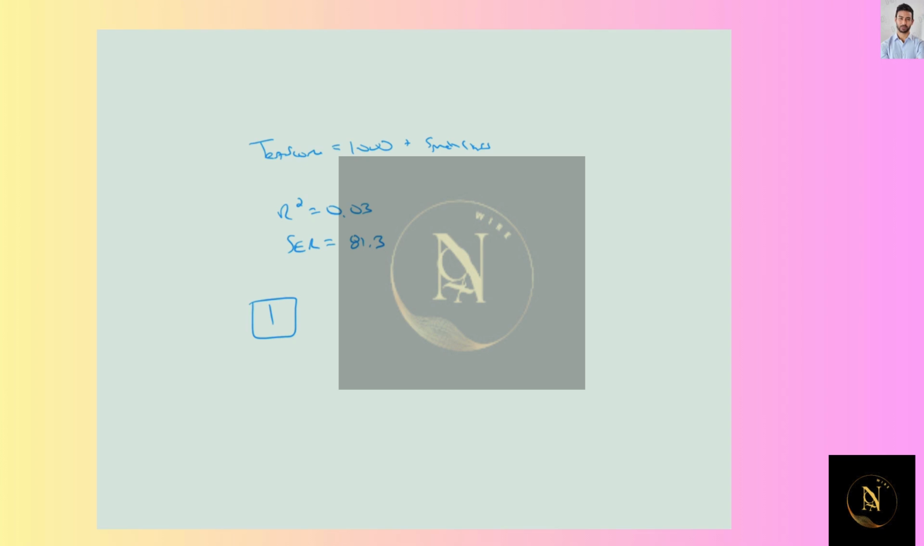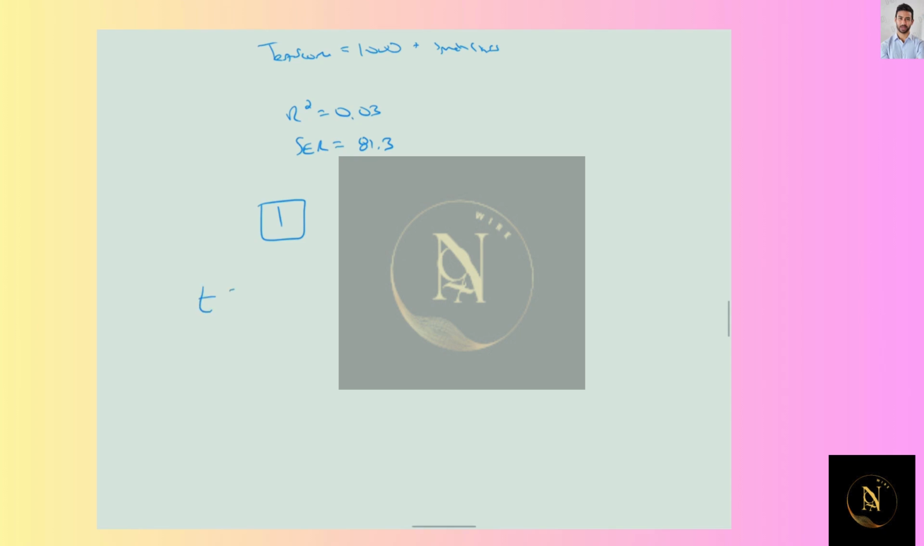The t-statistic is calculated as the estimated coefficient for a small class, which is 1, over the standard error of the coefficient, which is 81.3. And that is 0.0123. So to two decimal places, it would be 0.01.